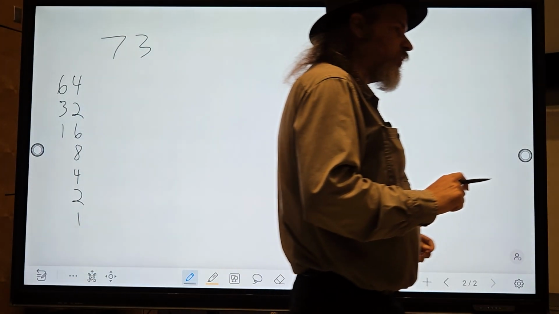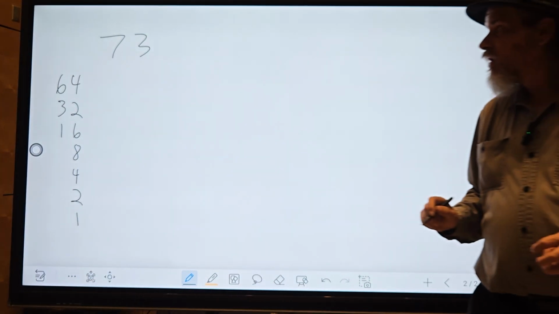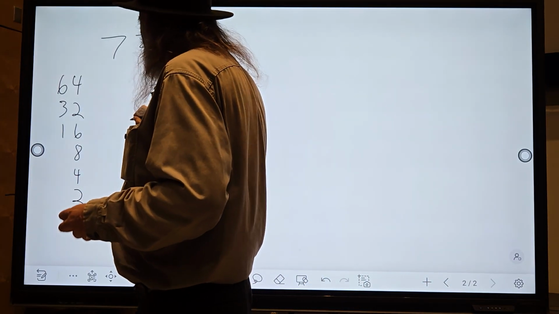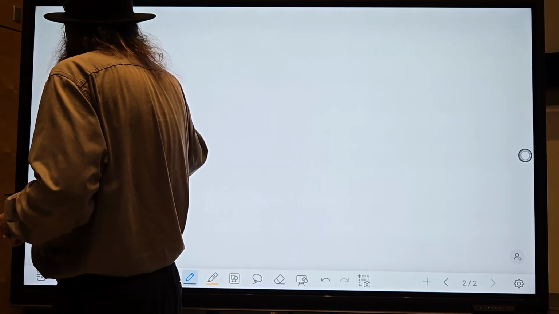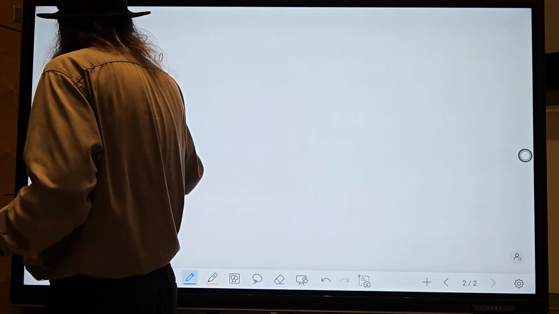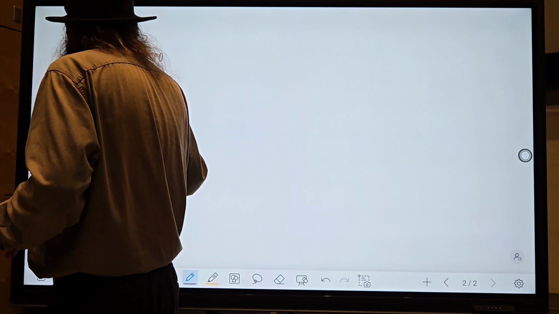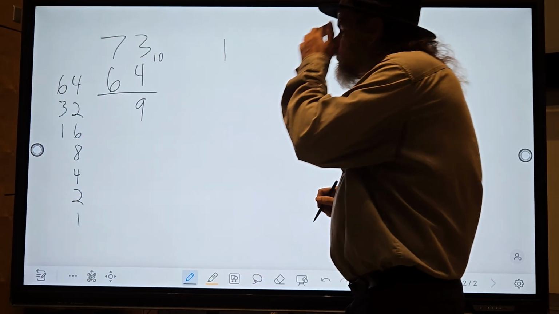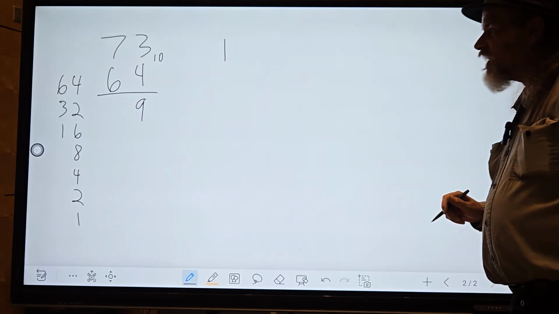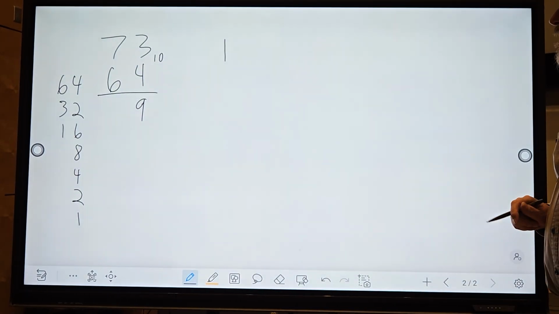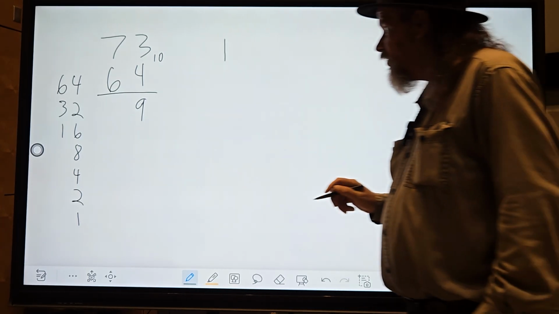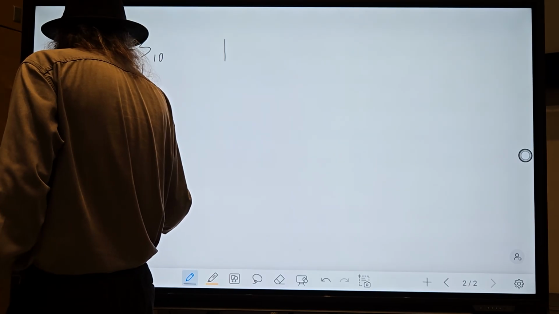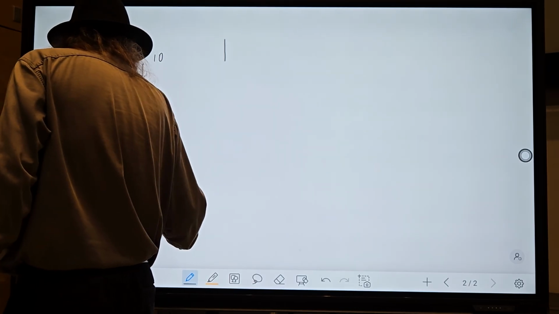Okay. So what's the highest power of 2 that goes into 73? 64. So you take 64, you subtract it from 73, which gives you, what, 9? You put a 1 in the 64's position. What's the highest power that'll go into 9? 8. So subtract 8, gives you 1, and then 1 gives you 0.